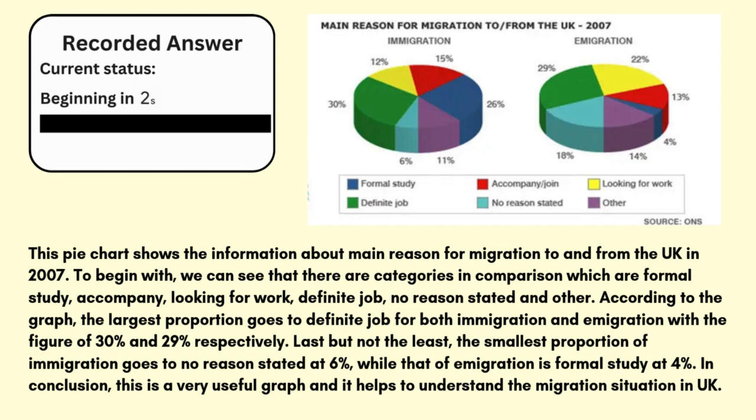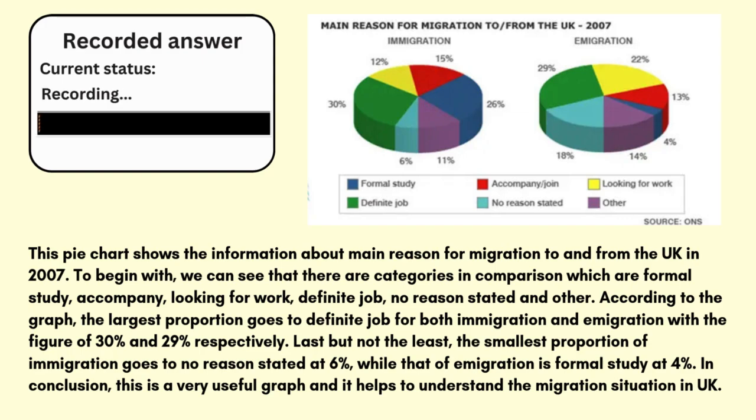This pie chart shows the information about the main reason for migration to and from the UK in 2007. To begin with, we can see that the categories in comparison are formal study, accompanying a company, looking for work, definite job, no reason stated, and other.